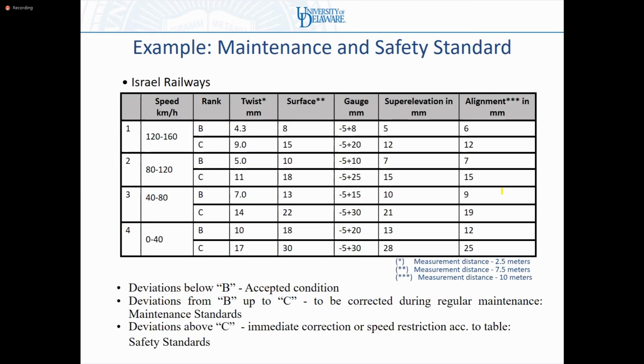Here's Israel Railway standards. Now, I don't know if this is the most current standards. This is the last set of standards that I have. So if you tell me it's not the most modern one, I'll apologize in advance. But at one point, this used to be Israeli rail standards. So now, first of all, notice we're looking at 4 speed classifications. 0 to 40 kilometers per hour, 40 to 80 kilometers per hour, 80 to 120 kilometers per hour, and 100 to 160 kilometers per hour.